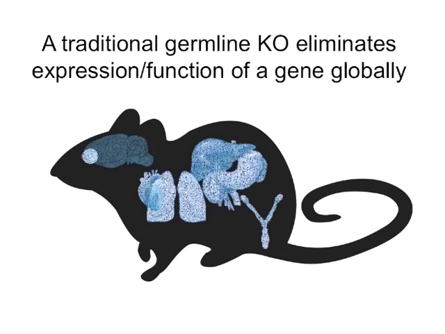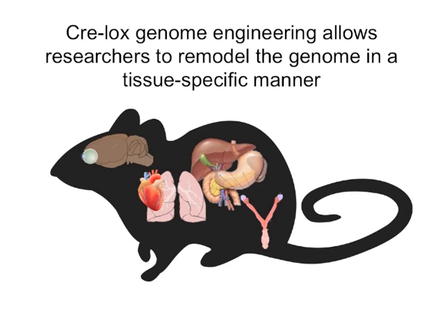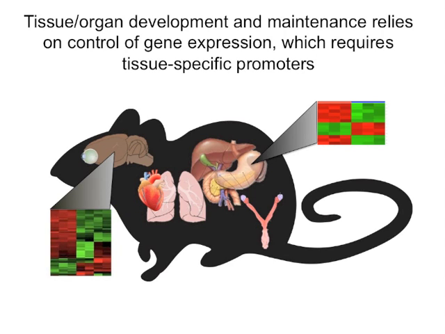In a traditional germline knockout, you eliminate expression or function of a gene across all tissues, organs, and cells. The CRElox genome engineering technology allows researchers to remodel the genome in a tissue-specific manner. To do this, we'll take a step back into the basics of biology and remind you that tissue and organ development and maintenance relies on control of gene expression, requiring tissue-specific promoters and tissue-specific gene expression signatures.